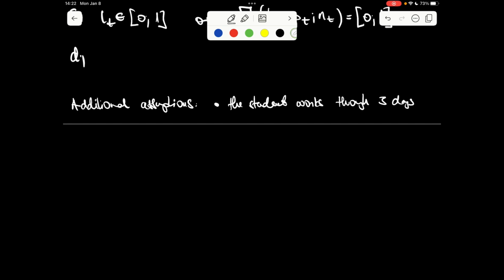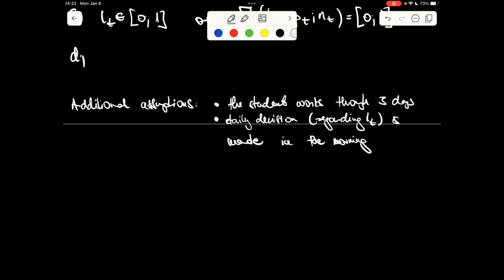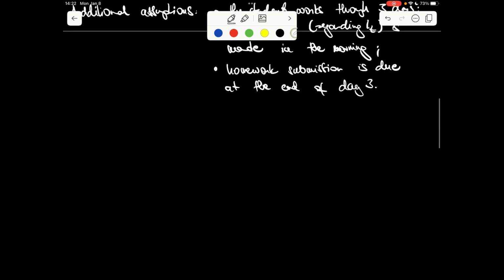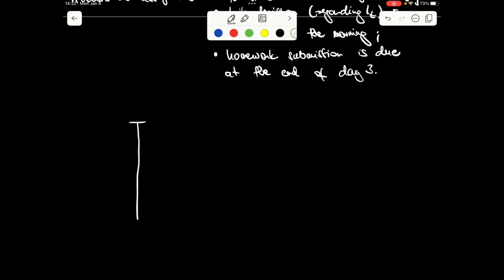Okay. Daily decision regarding L is made in the morning. And homework submission is due at the end of day 3. So these are the additional assumptions, and now we can graphically represent the problem.